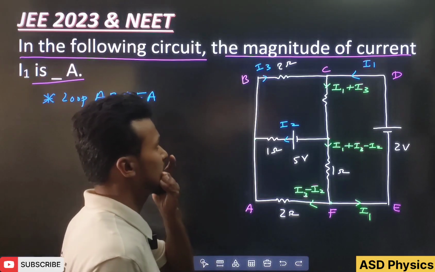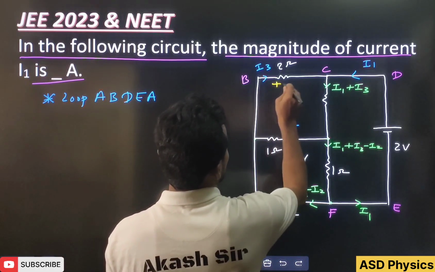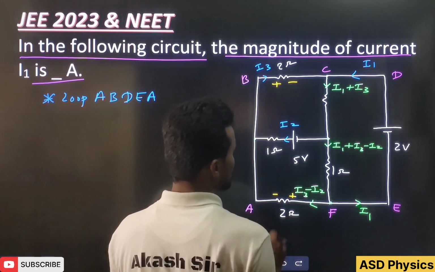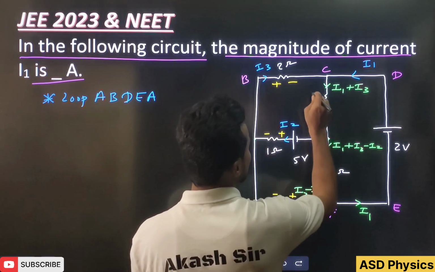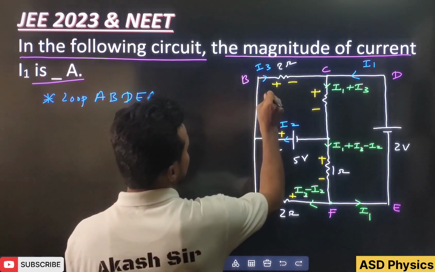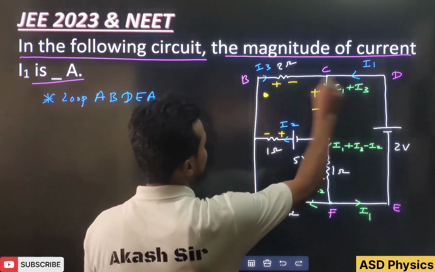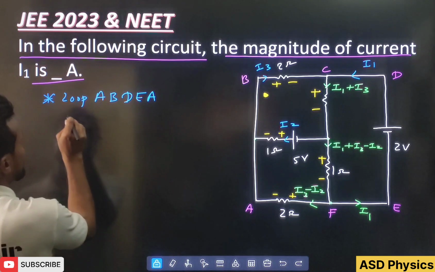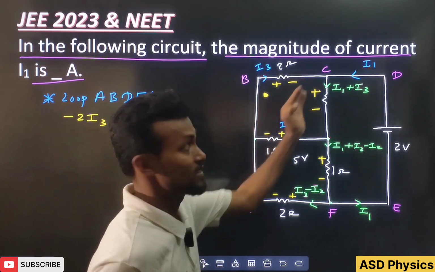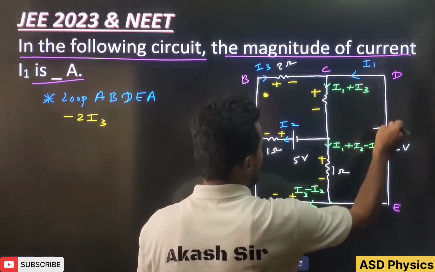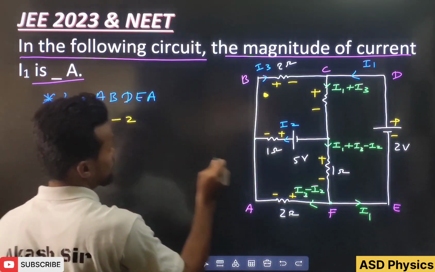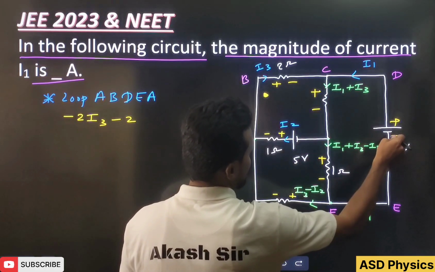You can start from anywhere, students. Let me write here the polarity, plus minus. And here let me write the polarity, plus minus. Here also plus minus, current in this direction. Plus minus polarity, we have to mention. Okay. So now if I am moving from here, from anywhere we can move, I am going to move like this. So what will this become here? See, minus 2I3. Now in this second sign, minus 2I3. And here what can we write? See, second sign, minus 2.